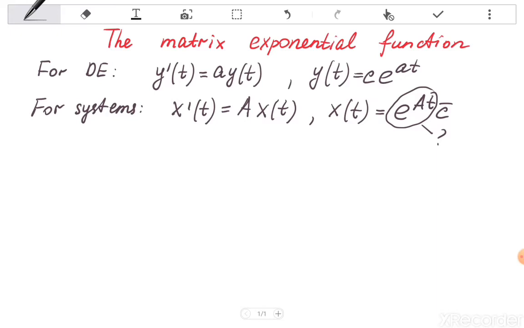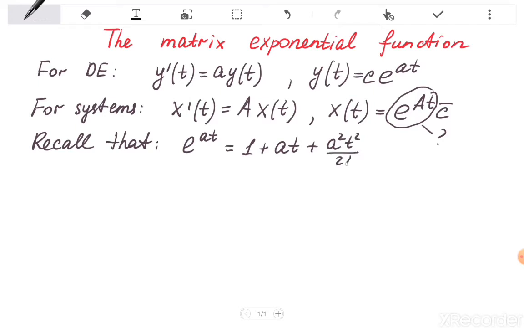Let me give you the definition of this matrix exponent based on the definition of the simple exponent. Recall that from calculus, the function e to the at has the following expansion. So this is 1 plus at plus a squared t squared over 2 factorial plus so on. This is an infinite series and it converges for any t. This is proved in calculus.